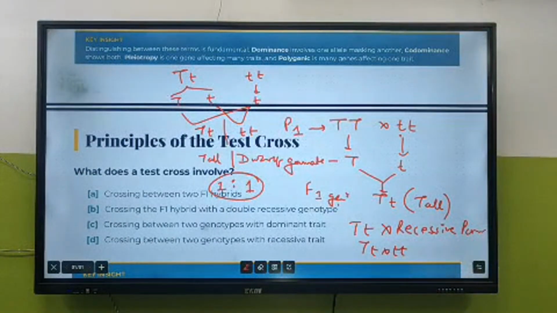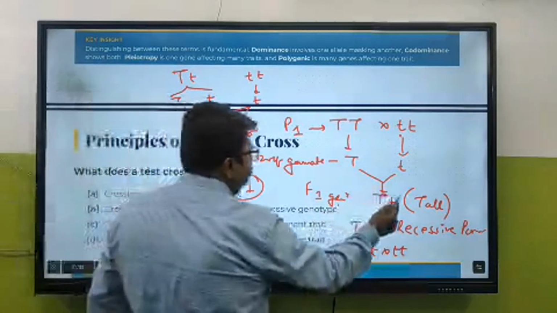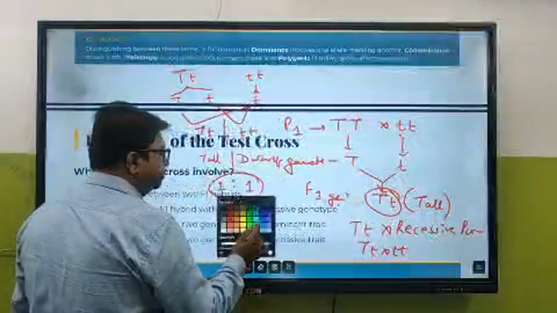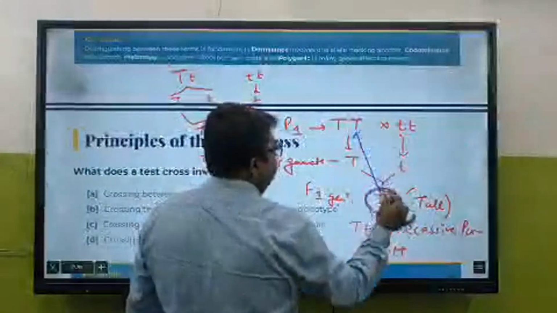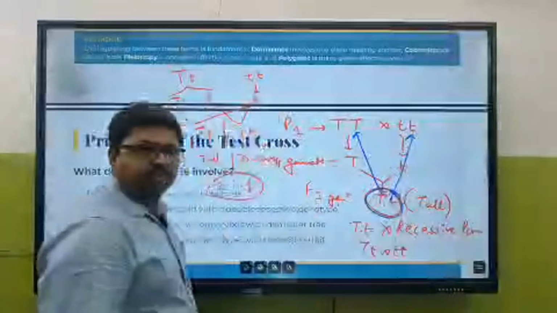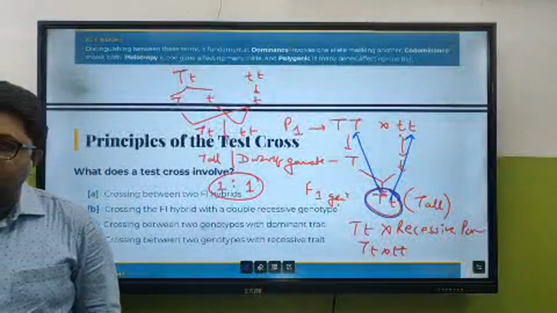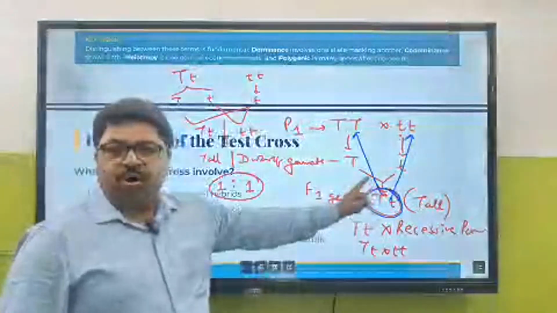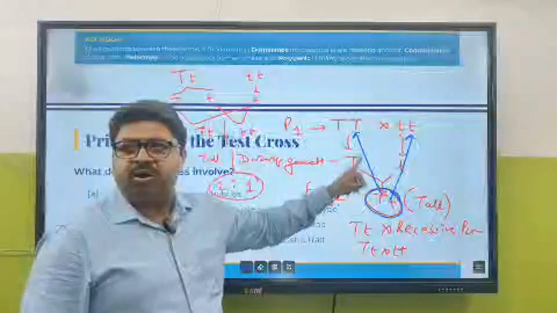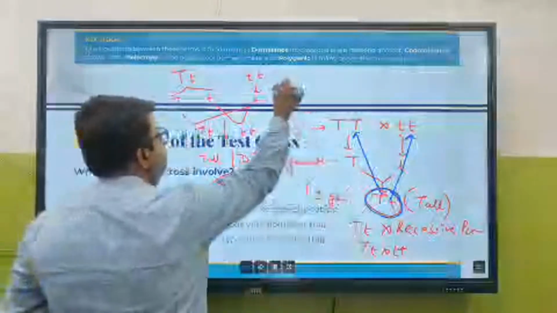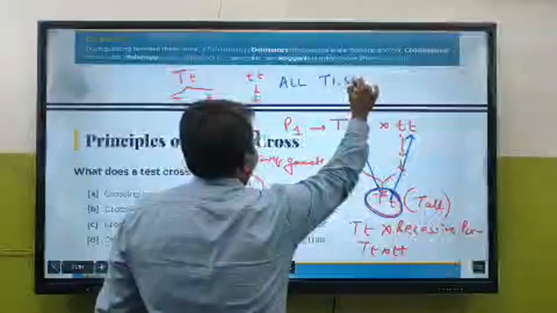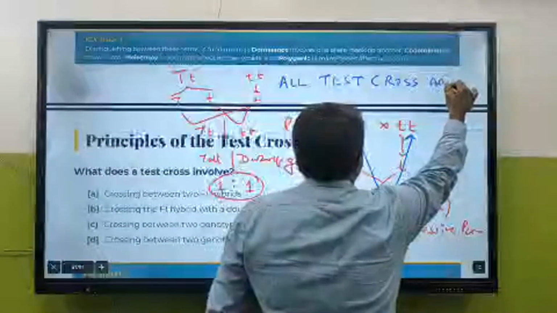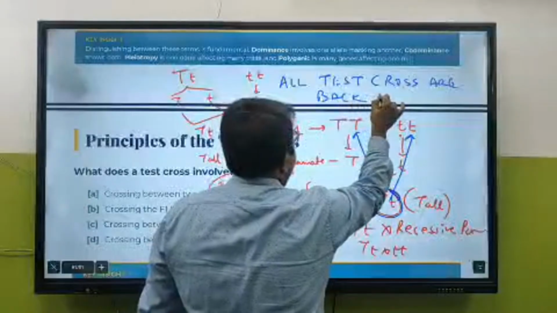So tell me what is back cross? A cross we are making with either this or this. It's called back cross. So what we can say? All test cross are back cross, but all back cross are not. So what is back cross?